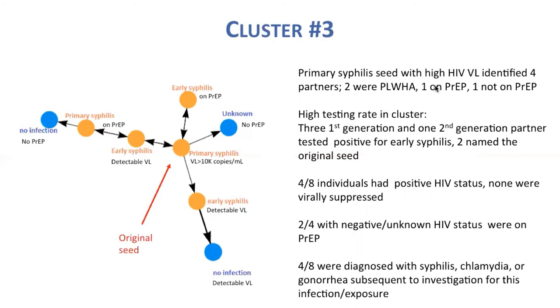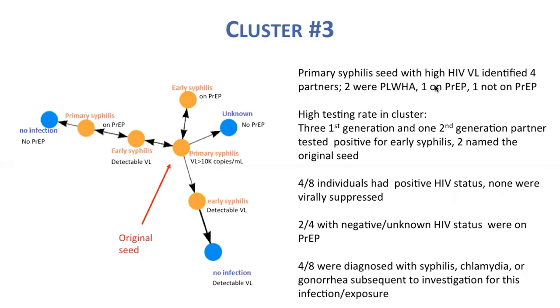Notably, 1 first-generation partner with early latent syphilis may have been the source of infection for the original seed with primary syphilis and a second generation partner who tested positive for primary syphilis as well, though the original seed was linked to two other early latent cases. So there were several possible sources of exposure here.